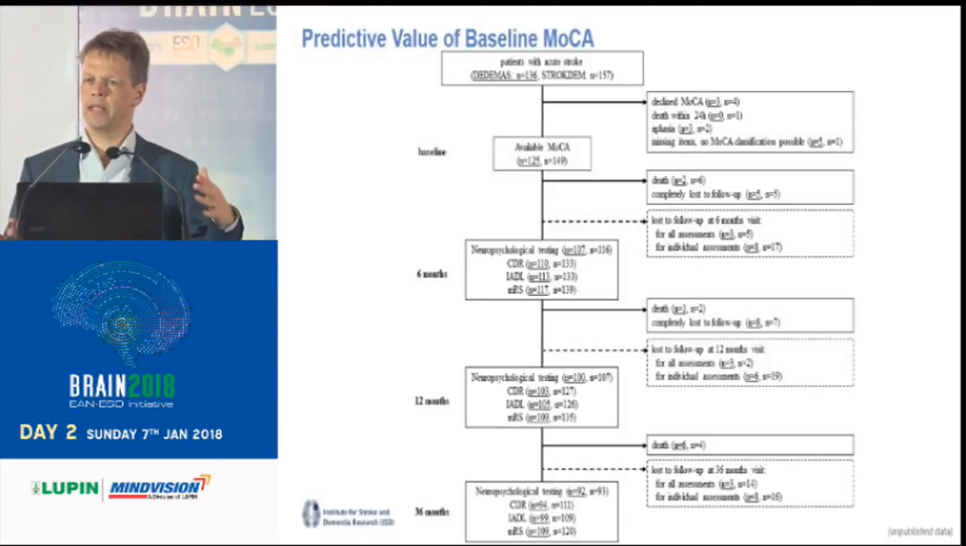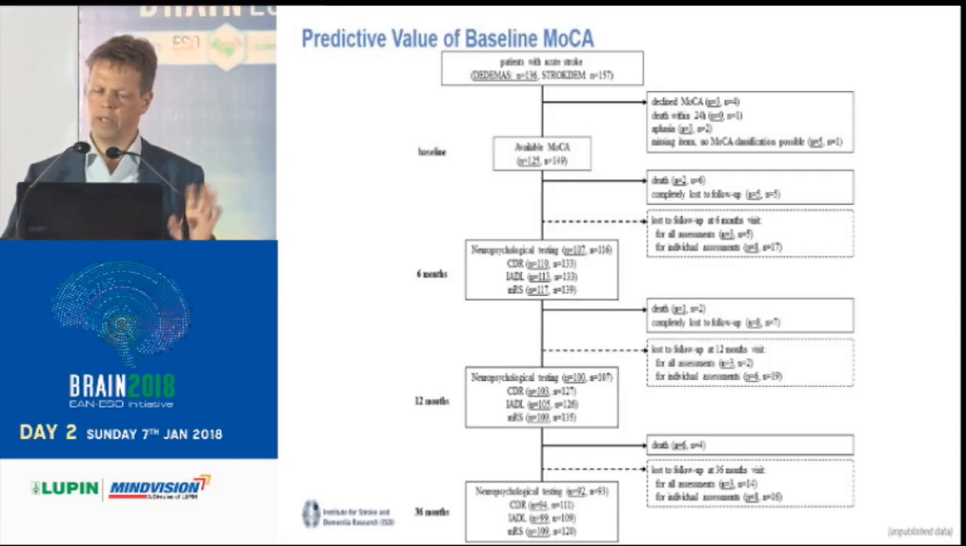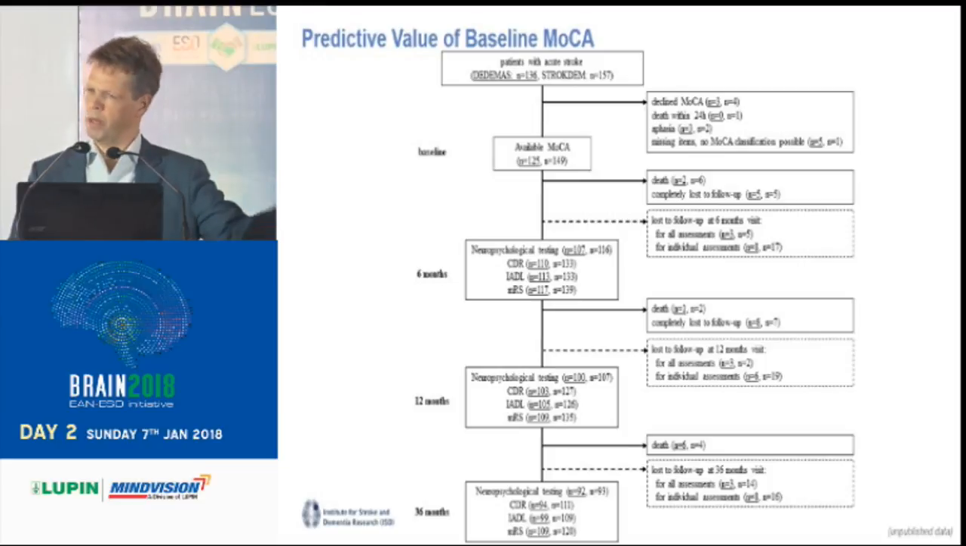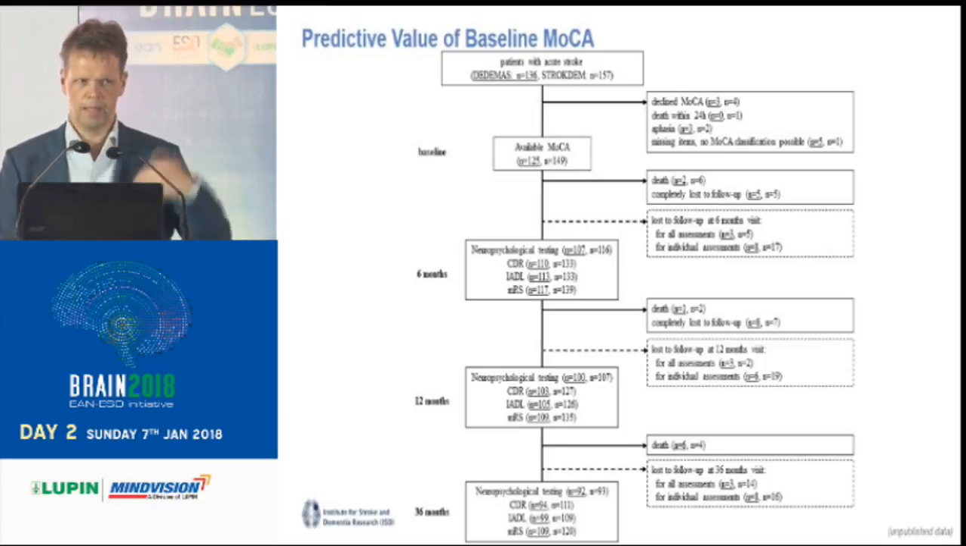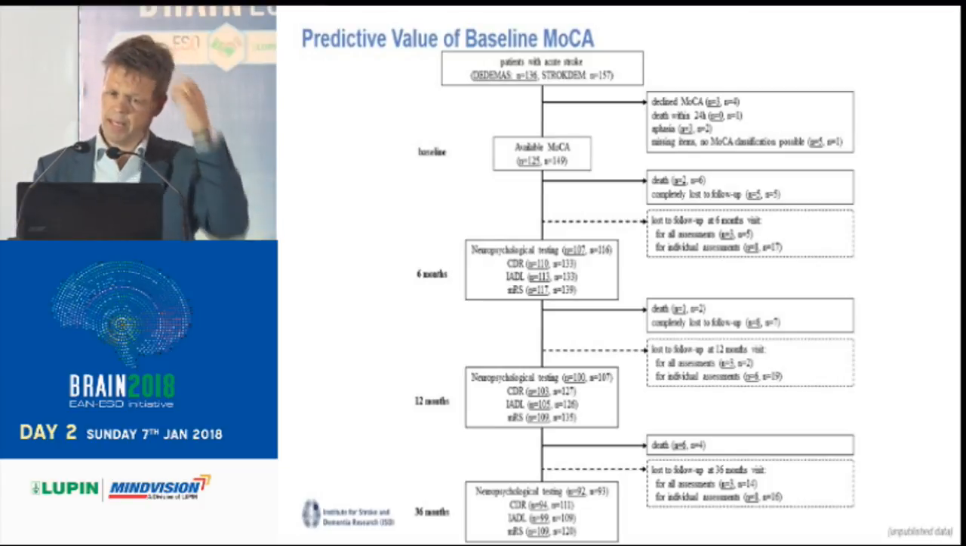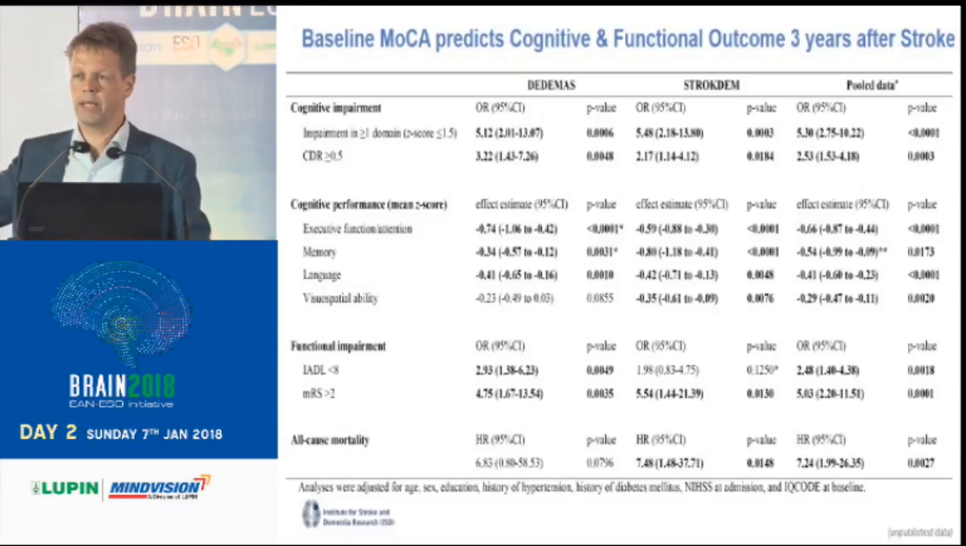So what we did here is we went into 2 prospective studies targeted to identify predictors for stroke, DEDEMAS and STROKE-DEM, conducted in Munich and Lille. We tested them at baseline, then went on to test again at 6 months, at 12 months, and at 36 months. And of course, we lost patients because patients died, because patients didn't return to our center, and for whatever reason. And these are the data for the DEDEMAS cohort, for the STROKE-DEM cohort, and for the pooled data set.